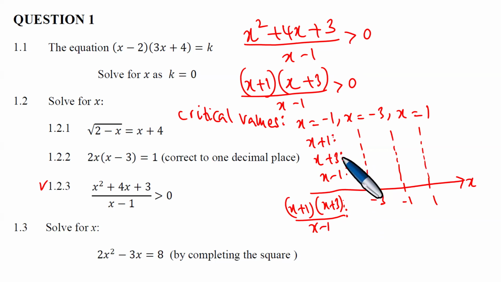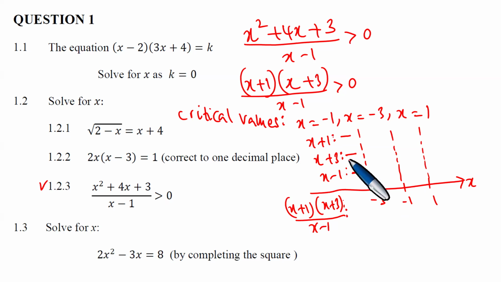Right, so in the end, if x is less than minus 3, pick a random number that's less than minus 3, maybe minus 5. Minus 5 plus 1 would give us a minus 4, meaning it's going to give us a negative number. Each person can choose their own number. Minus 5 plus 3 is a minus 2, and the result is therefore negative. Minus 5 minus 1 is a minus 6, a negative number. So only put a sign, because each one can come up with their own number.